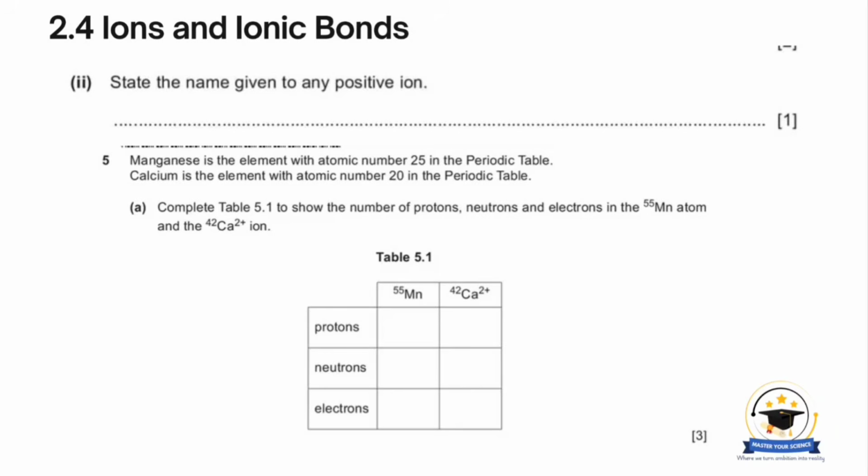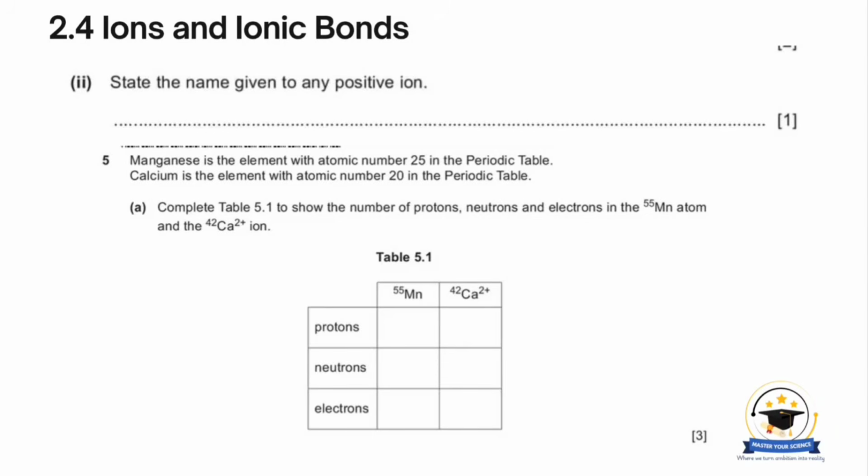Then the next one says manganese is the element with atomic number 25 in the periodic table. Calcium is the element with atomic number 20 in the periodic table. Complete table 5.1 to show the number of protons, neutrons, and electrons in the manganese-55 atom and the calcium 2+ ion.